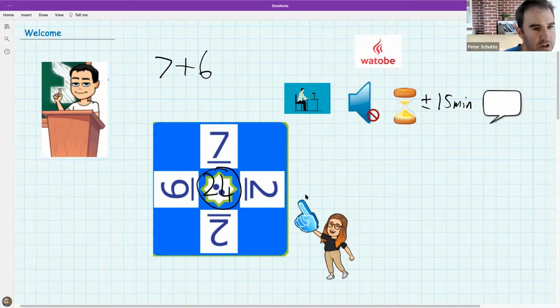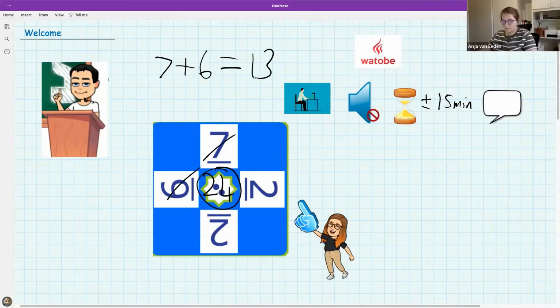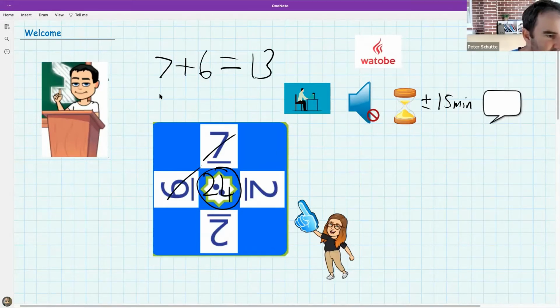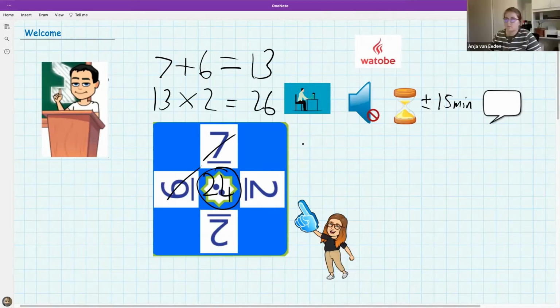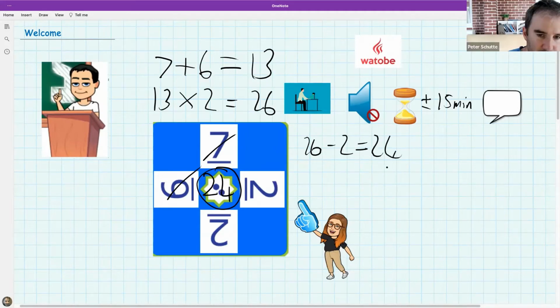So just to give you the answer to this, if I remember correctly, 7 plus 6 is 13. Oh, I see someone here. Kenneth, you're on the money. Sneh, you're also on the money there. 13 times 2 is 26, and then 26 minus 2 is 24.